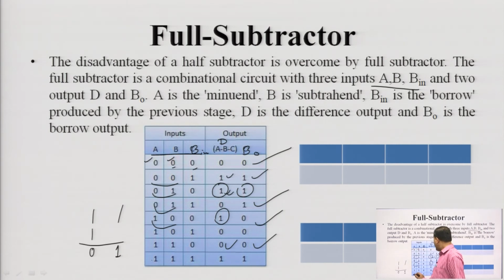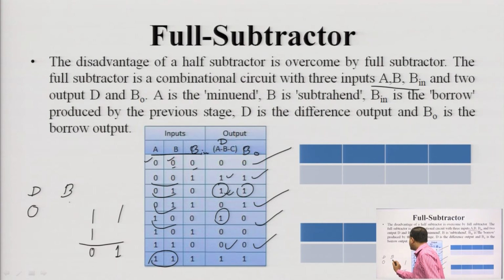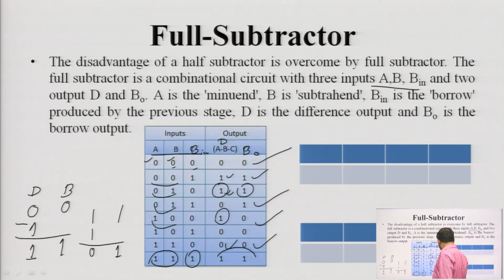Last case here 1 minus 1. So, it will come as 0, difference will be 0 and borrow will be 0, but next again we have to subtract 1. So, if we subtract 1 then difference will be 1 and borrow will be 1. So, this is the most important part, here we will be getting difference as 1 and borrow as 1. Got it? Okay. So, this truth table is very important for the full subtractor circuit.